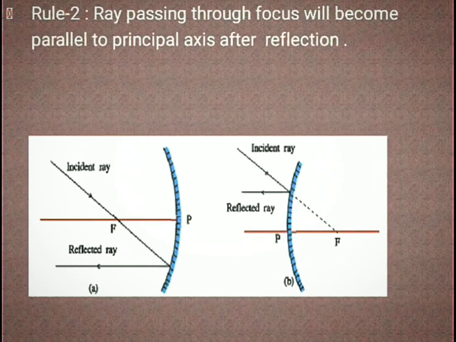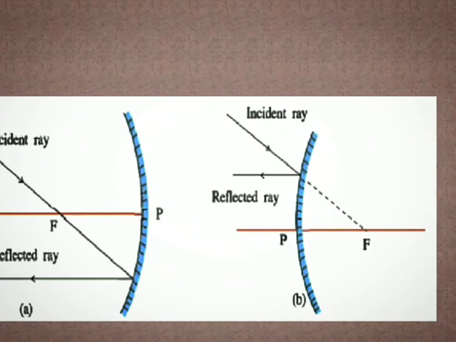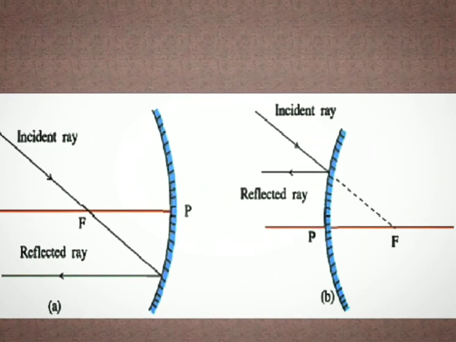Rule number 2. A ray which is passing through focus will become parallel to principal axis after reflection. So as you can see in this diagram, rays which are passing through focus, they become parallel to the principal axis after reflection in case of both convex as well as concave mirror.